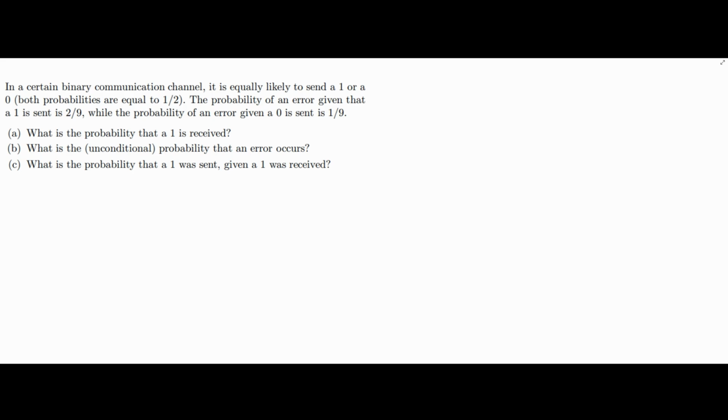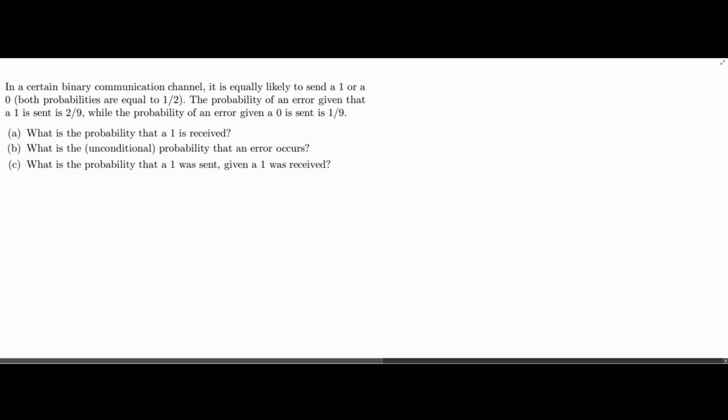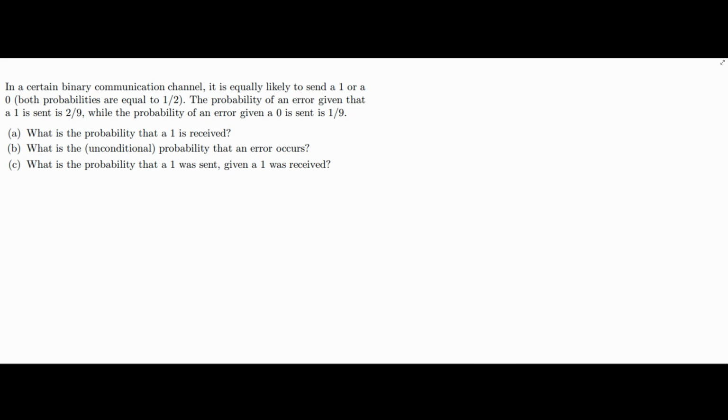In a certain binary communication channel, it's equally likely to send a 1 or a 0, with both probabilities being equal to 1/2, and the probability of an error given that a 1 is sent is 2/9, while the probability of error given a 0 is sent is 1/9.